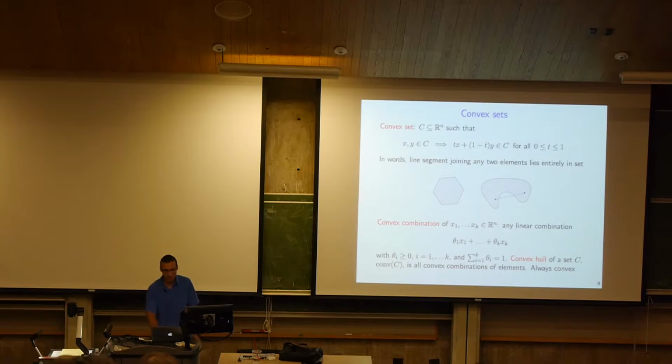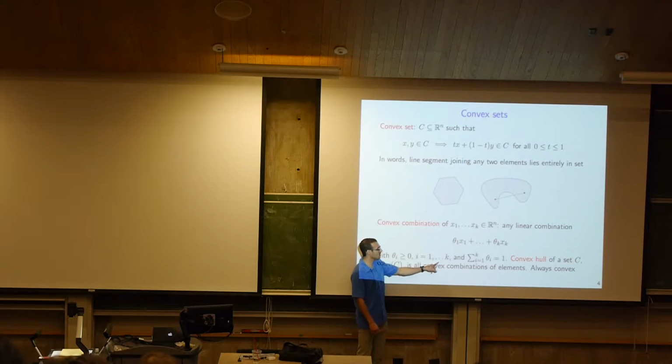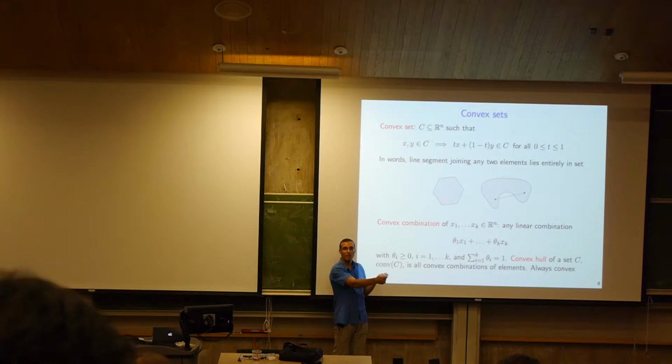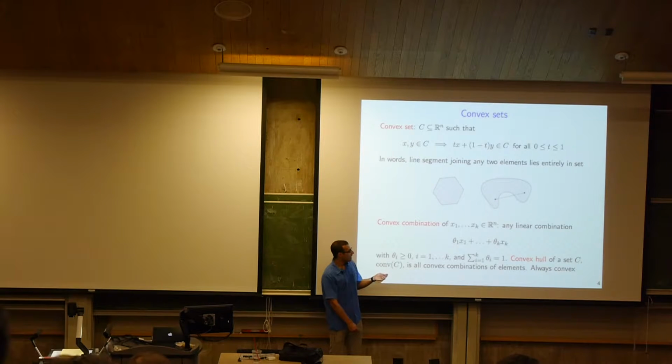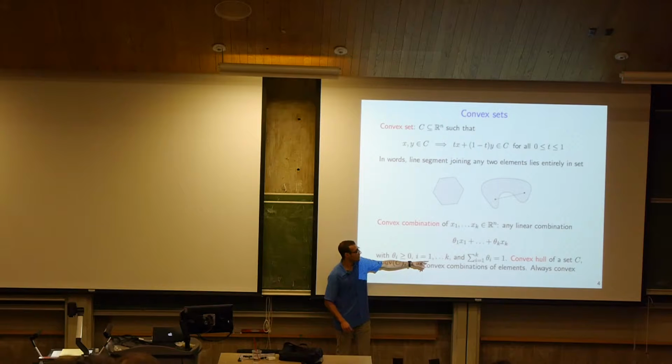A linear combination is just one of this form in which these weights theta i are unconstrained. But this is what we mean by a convex combination. So a convex combination of 2 points is exactly that up there: tx plus (1 minus t)y as t varies. Those are all the convex combinations you get of 2 points, and the set of all convex combinations of 2 points is just the line segment joining those 2 points. In general, the convex hull of a set: if you give me a set C, it doesn't have to be convex.